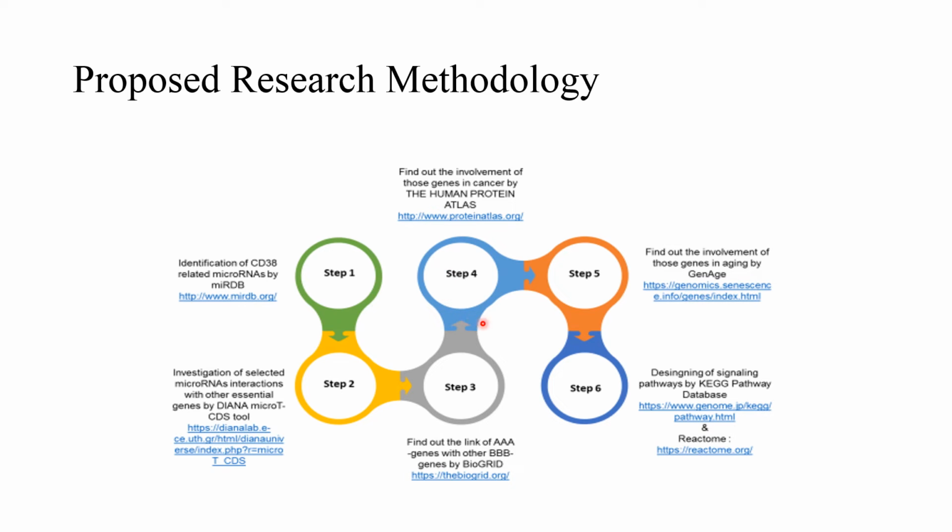And in the fourth step, I will investigate the involvement of n number of genes in cancer using The Cancer Genome Atlas or the Human Protein Atlas. After that, I will confirm the involvement of these selected genes in aging using the GenAge database. And in the final step, I will design possible signaling pathways by KEGG pathway or Reactome pathway.